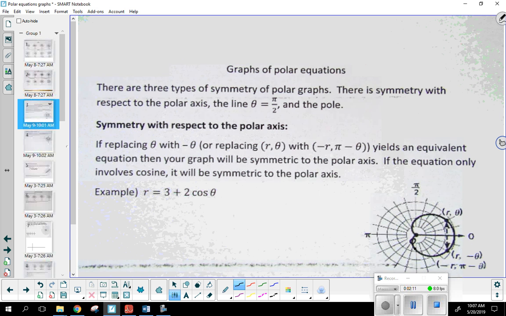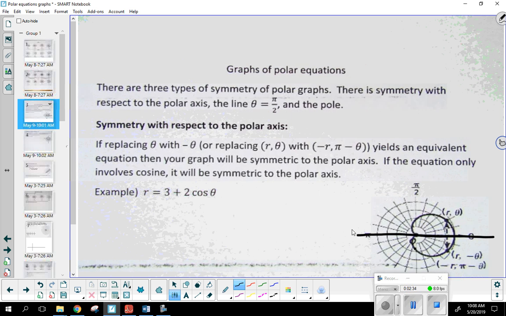But what we're going to start with today is a pretty important concept when it comes to these graphs, symmetry. Because if you know the symmetry of a graph, then that cuts down on the amount of work you have to do graphing it. You'll see what I mean when we get to the end. There are three types of symmetry we're going to be looking at. There's symmetry with the polar axis. What's the polar axis? There you go. So we're talking horizontally, right? Basically what we used to refer to as standard position.